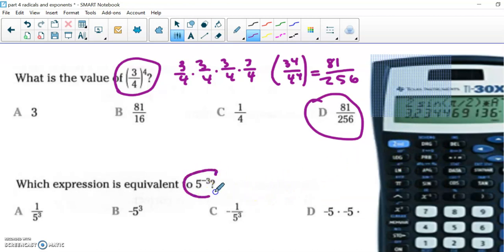If you want to do it mathematically, we know we can't have a negative exponent. To get rid of a negative exponent, you take the reciprocal of the base, in this case 5. And if it's a whole number, you know it's really over 1. So when we take the reciprocal, we're going to get 1 over 5, and now my exponent turns into a +3. And so it looks like we're looking for A.